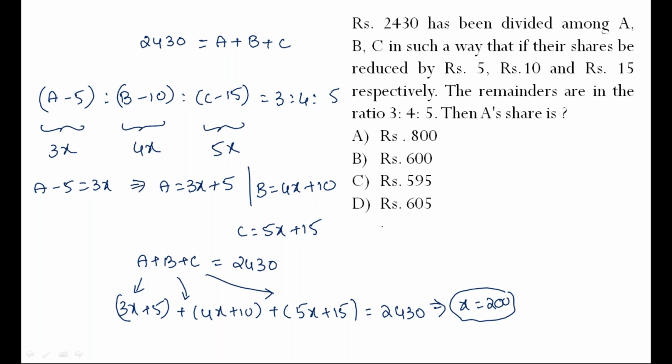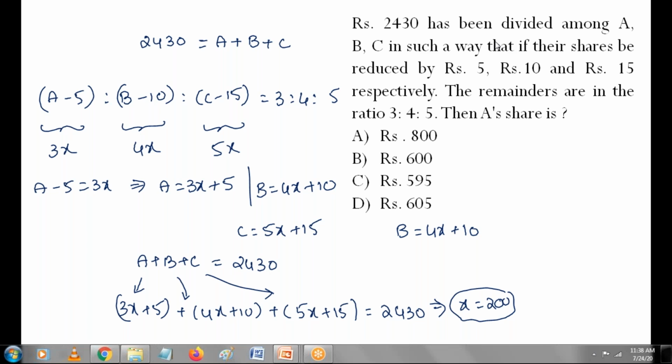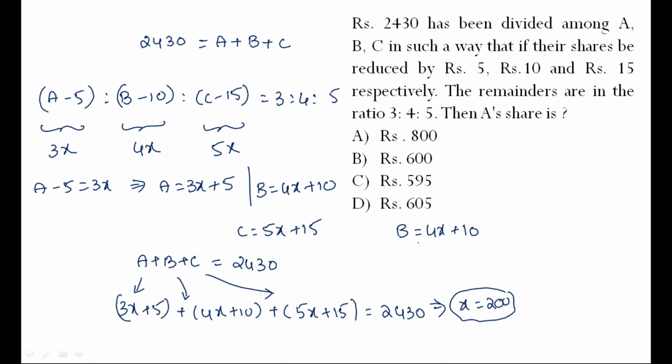Once you know the x value, the question is about B's share. B equals 4x plus 10. Sorry, A's share, right? They're asking A's share. A's share is nothing but 605. The question is about A's share. A is 3x plus 5, that's nothing but equal to 605. Option D.